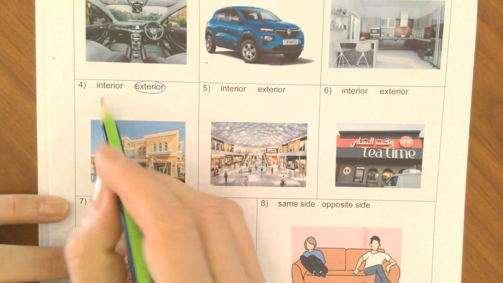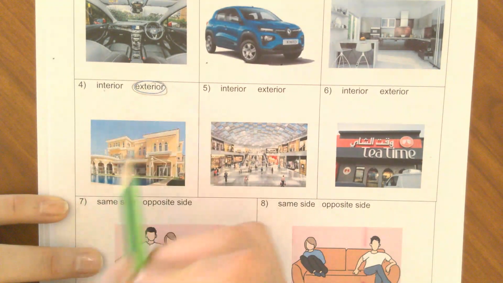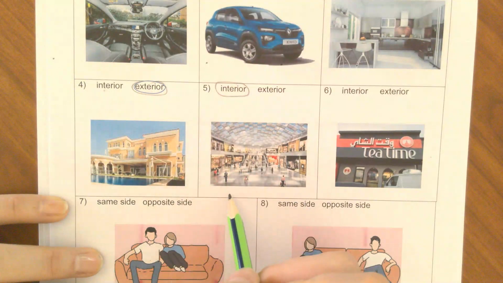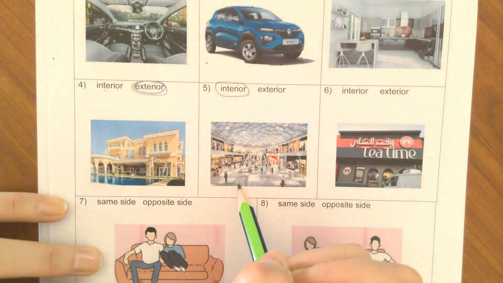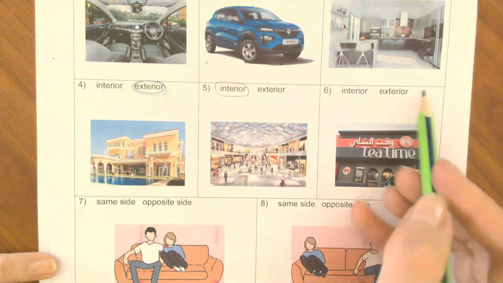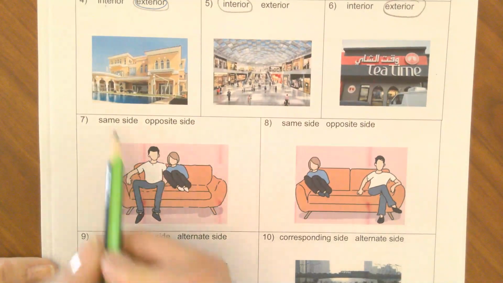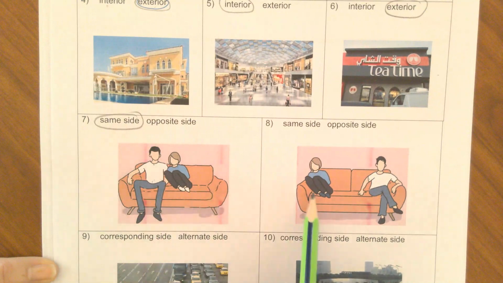Is this the interior or exterior? Exterior of the house. Interior of, maybe that looks like the airport. Exterior of tea time, the outside. Same side. Opposite side.